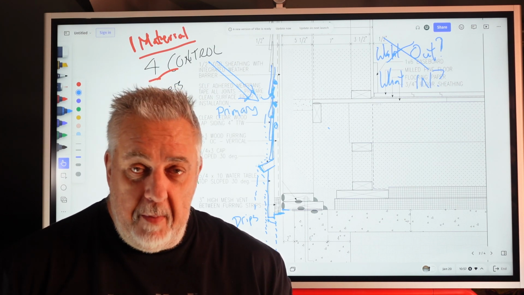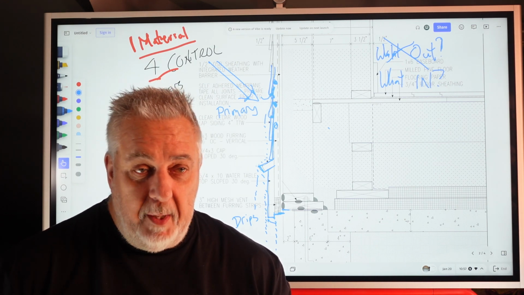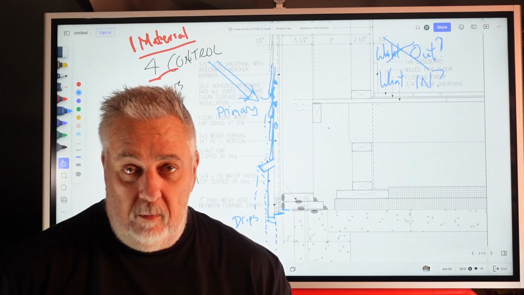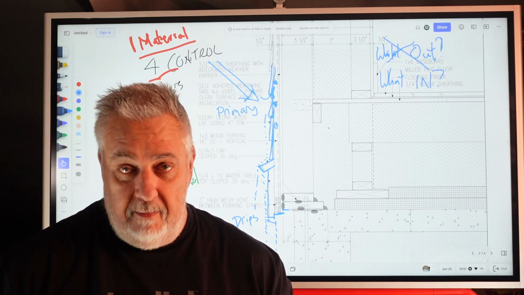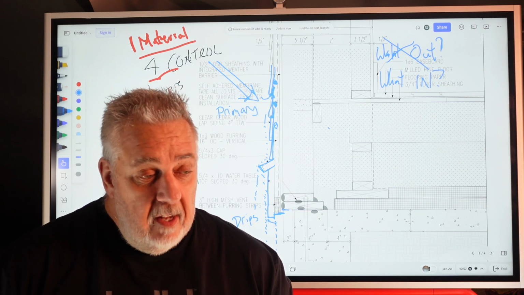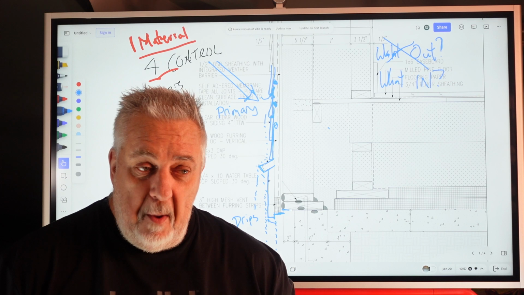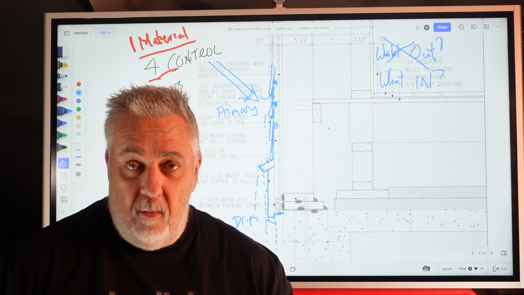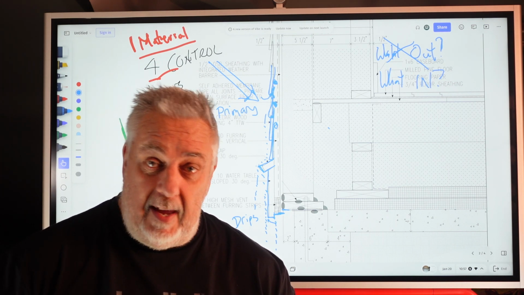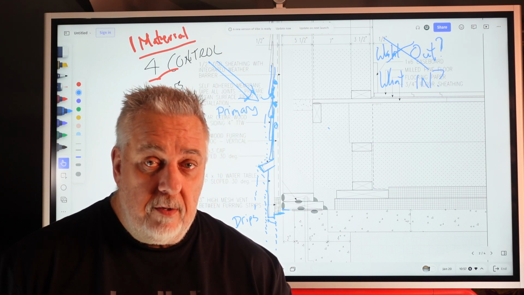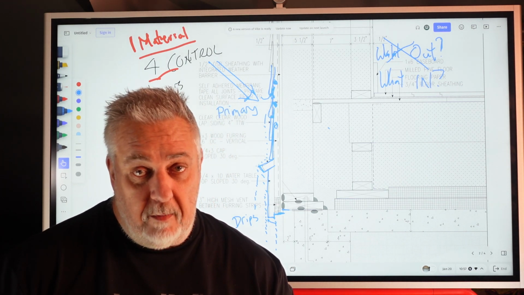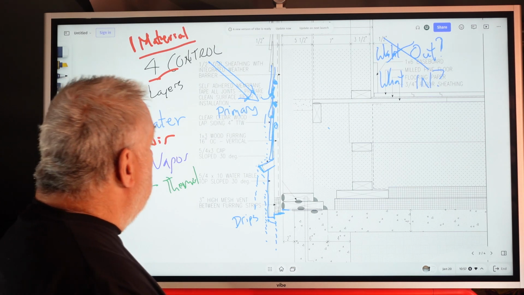I've never done a building investigation on a building that kept the water out. We call those successful buildings. I've done literally hundreds of investigations and looks at buildings where water has gotten in and can't get out. Those are major problems when it comes to water. So, how do we solve for this?